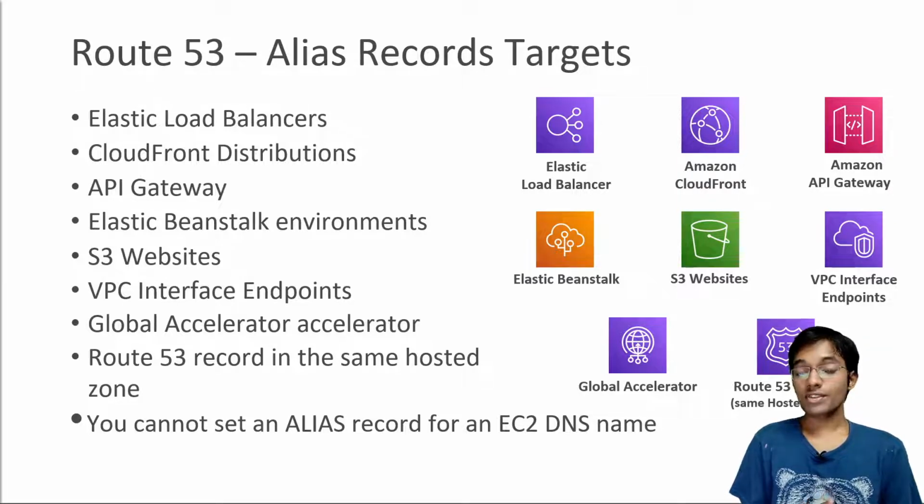Now in terms of targets for alias records, we get elastic load balancers, CloudFront distributions, API Gateway, Elastic Beanstalk environments, S3 websites, VPC interface endpoints, Global Accelerator, as well as any other Route 53 record in the same hosted zone. And you cannot set an alias record for an EC2 DNS name.